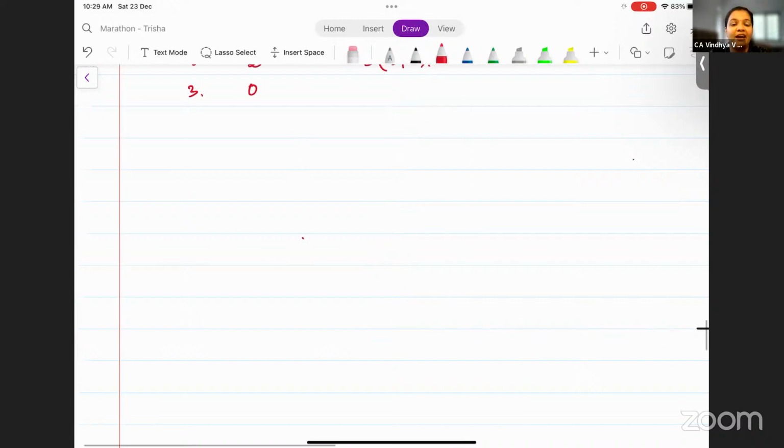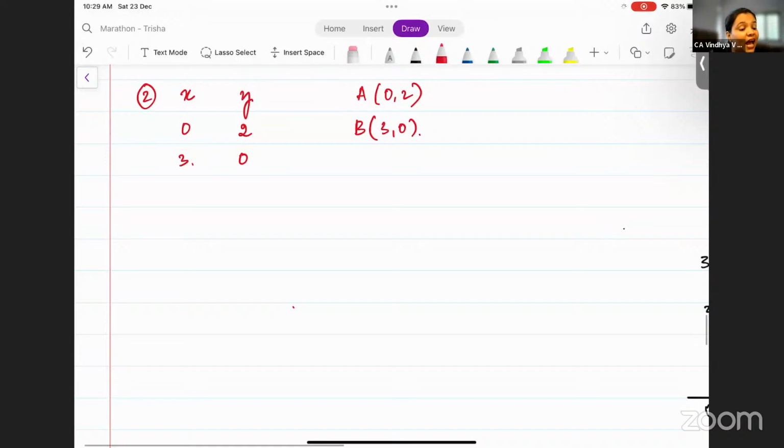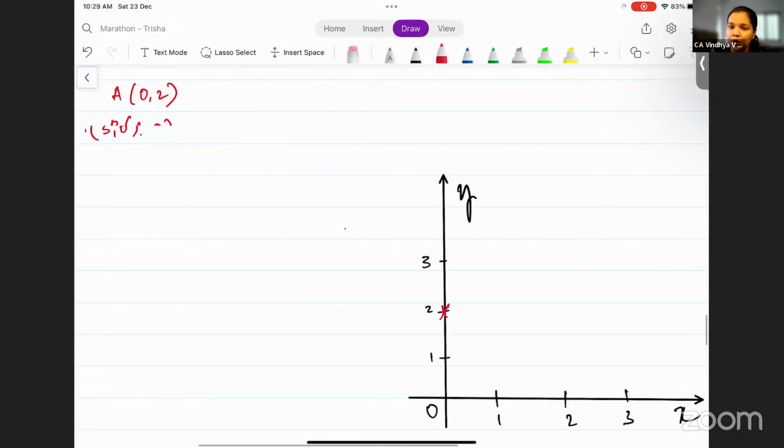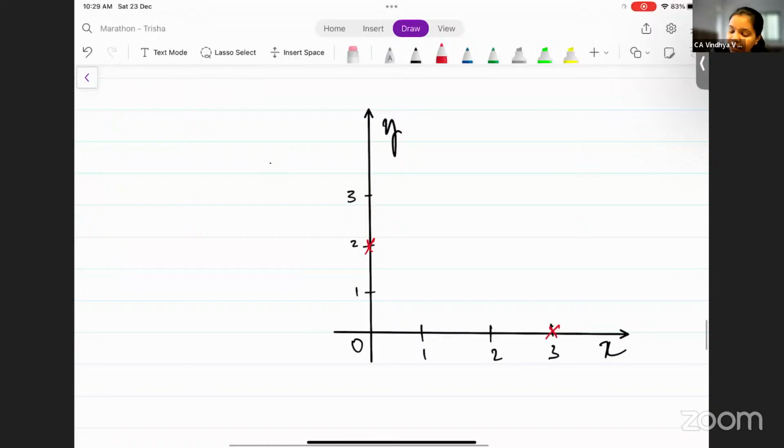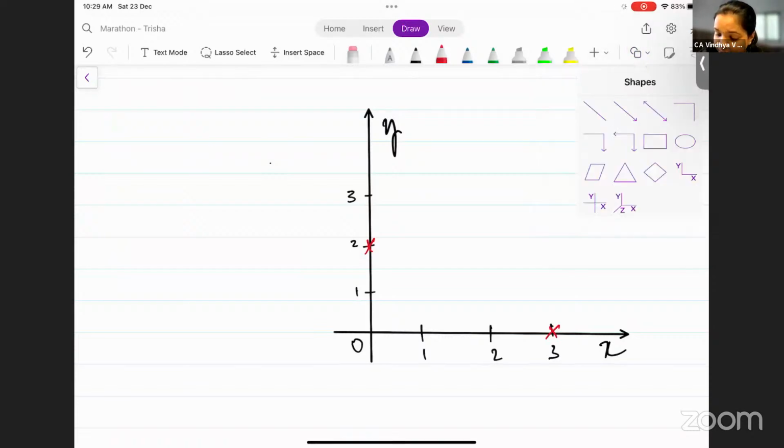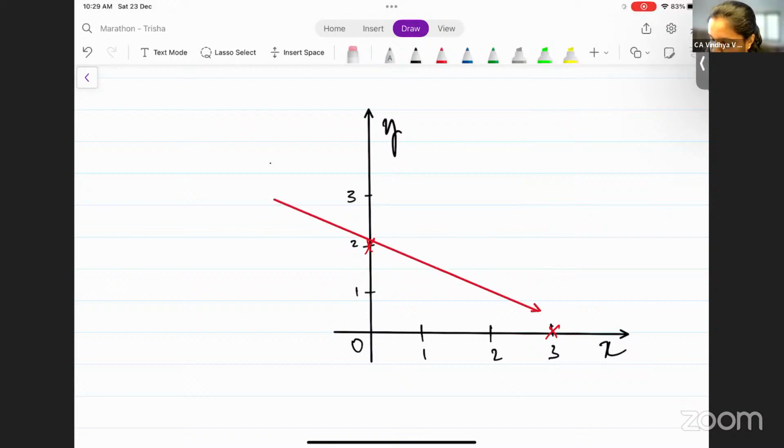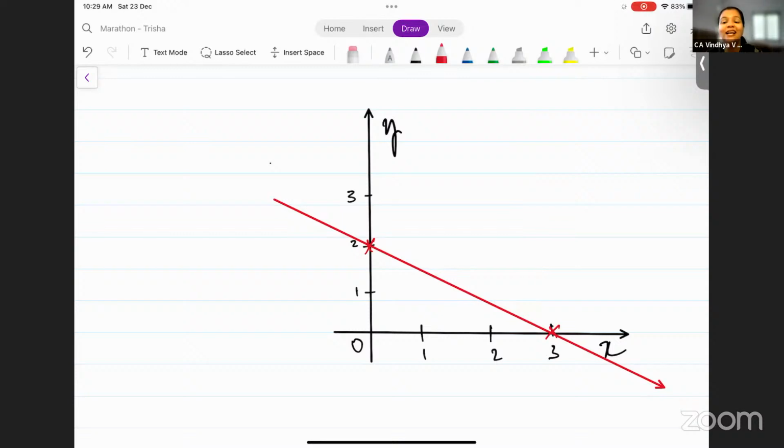Next coordinate that we have is (3, 0), which means the value of x is 3 and that of y is 0, which will be marked on the x-axis. Now, your next step is to join these 2 points. And you can extend it, of course. Join the 2 points and extend it.